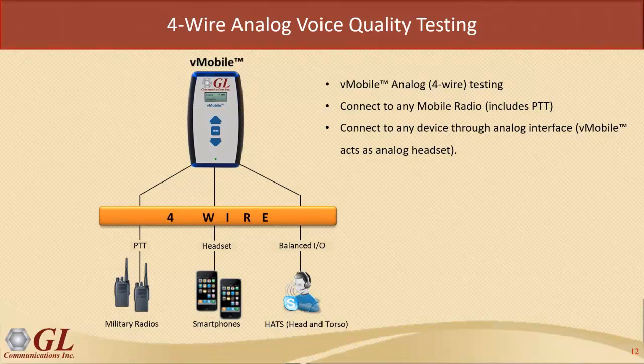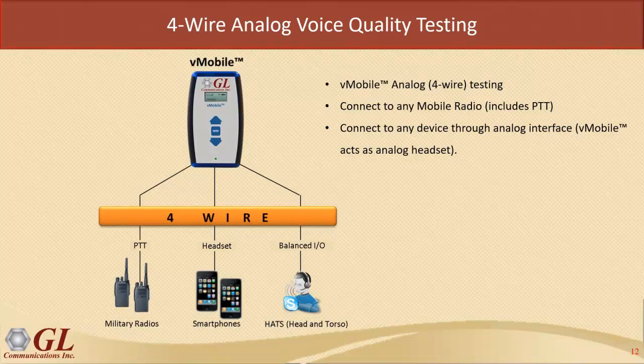When in the 4-wire analog mode, we can basically connect to any 4-wire analog device, basically a headset. So a TXRX headset. We can transmit voice, we can receive voice. We can also connect to any mobile radio, because we're including PTT in this. So we can control the push-to-talk, key the radio, send voice, unkey the radio, receive voice, and that's all automated through the vMobile scripting.